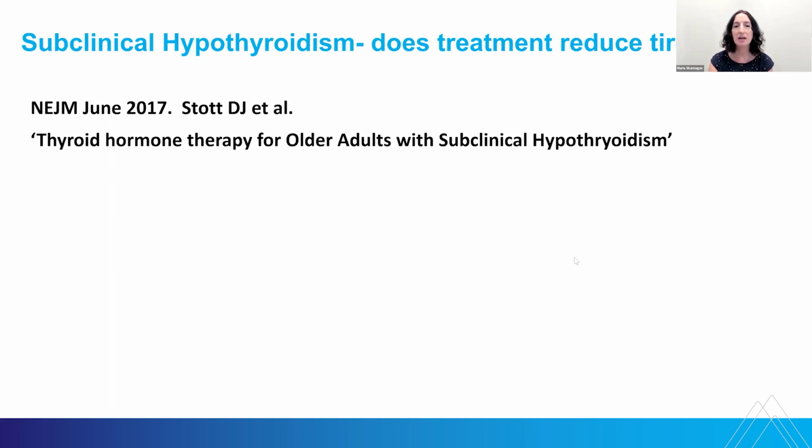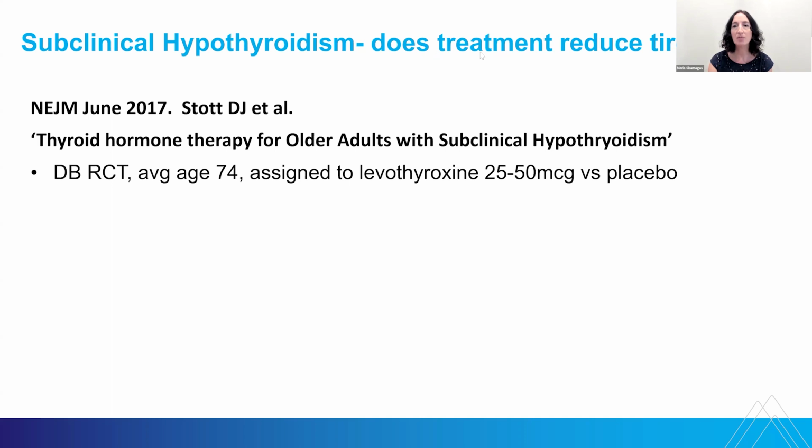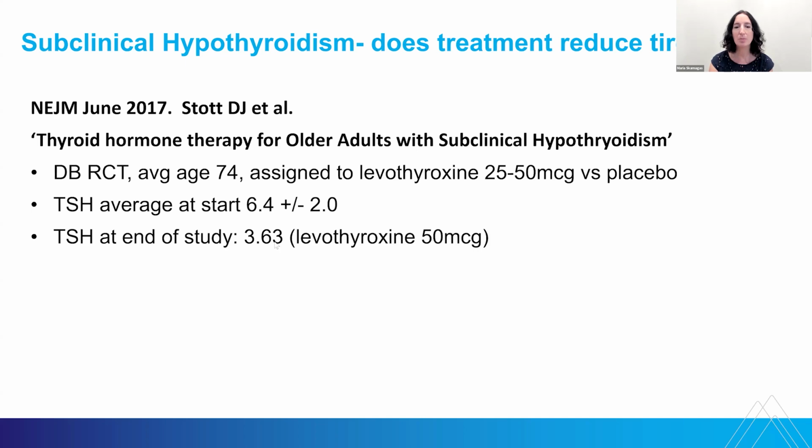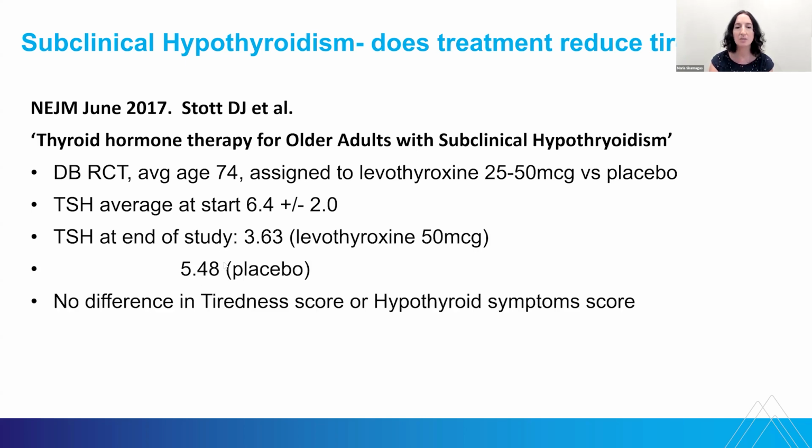Another study took a look at, does treatment of subclinical hypothyroidism in the elderly reduce tiredness? And so here it was a randomized controlled trial, average age of 74. They assigned these patients to 25 or 50 micrograms of levothyroxine versus placebo. The TSH went from an average of 6.4 to 3.6 in the levothyroxine arm and to 5.5 in the placebo arm. And there was no difference in tiredness scores or hypothyroid symptom scores.